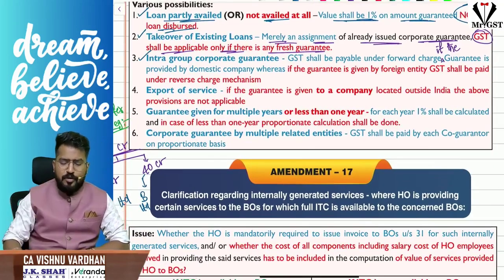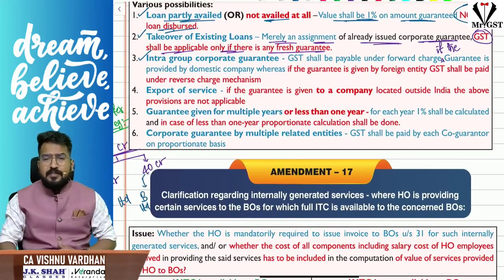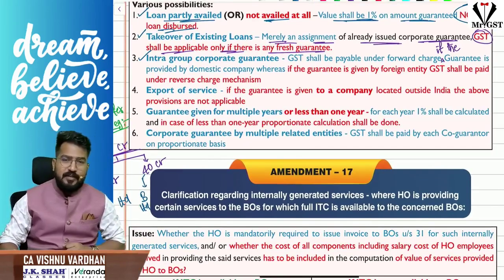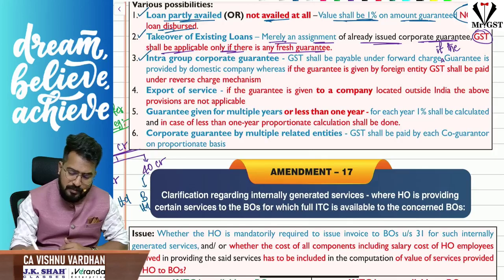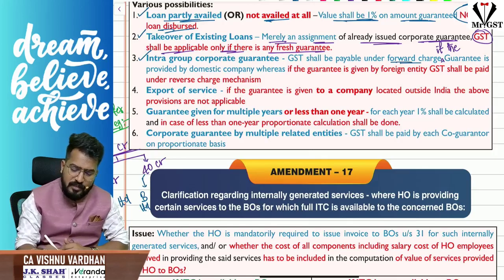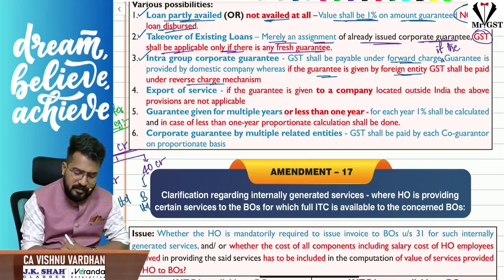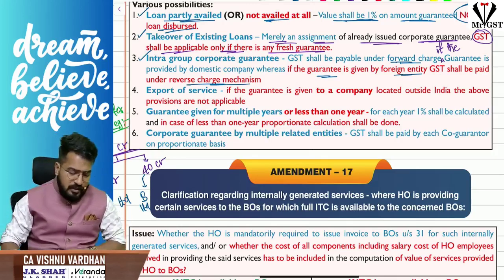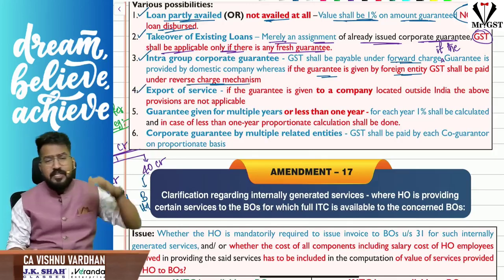the intra-group corporate guarantee. Obviously, we are group companies. One company is giving a corporate guarantee to another company. Sir, if it is given by a domestic company, GST will be paid under forward charge. If the guarantee is given by a foreign company, then GST will come under reverse charge. Simple. Sir, what if the company to whom we are giving the guarantee is located outside India?